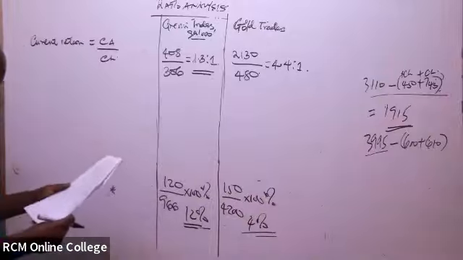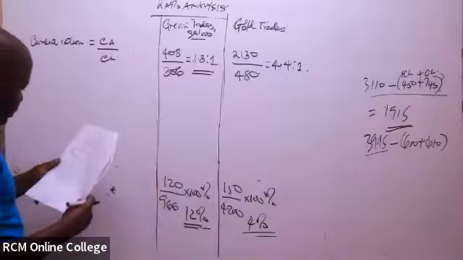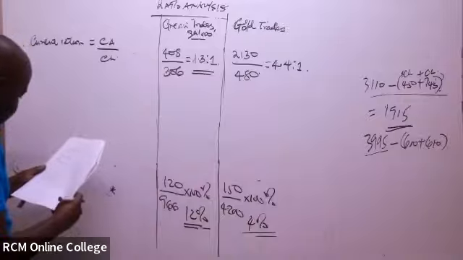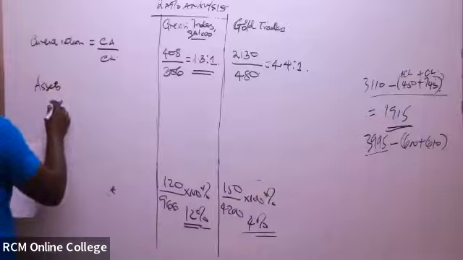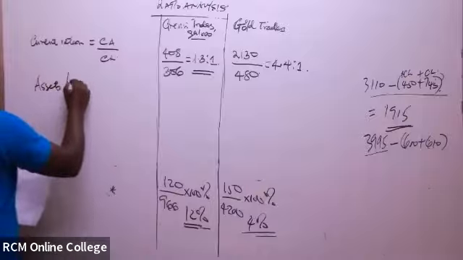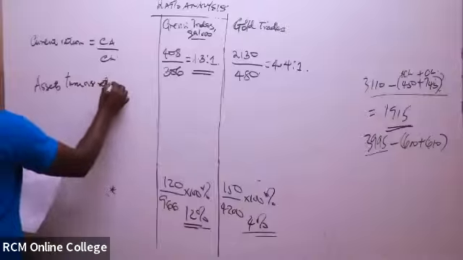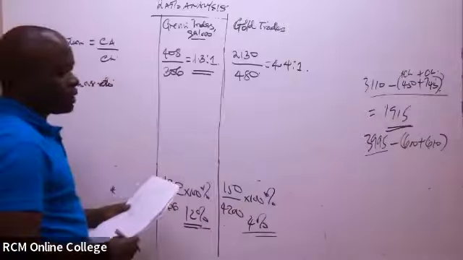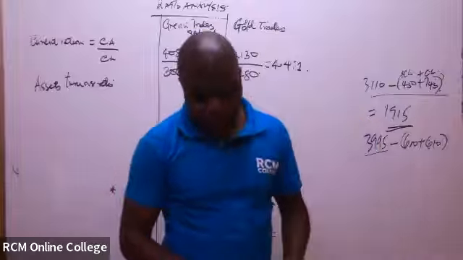It is the return on assets, which we've already done. So it is the asset turnover. The asset turnover ratio. What is the formula for the asset turnover ratio?